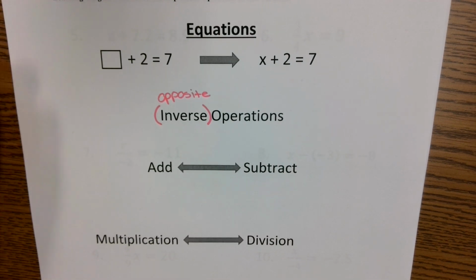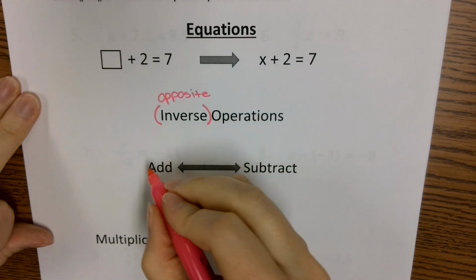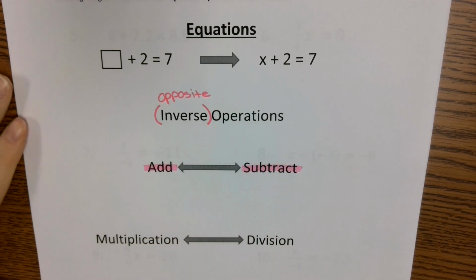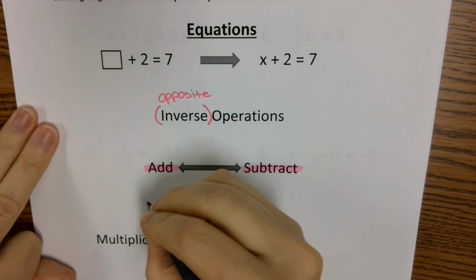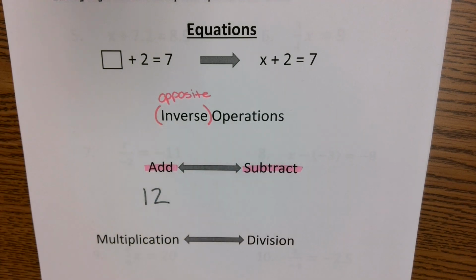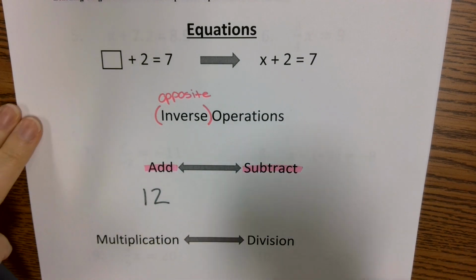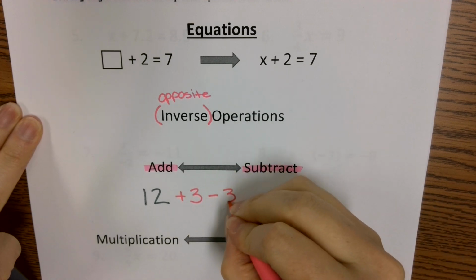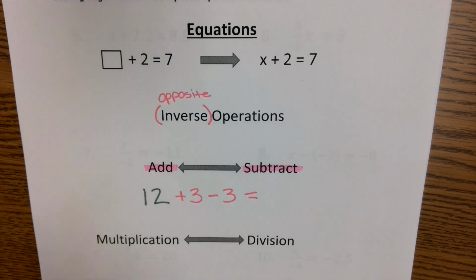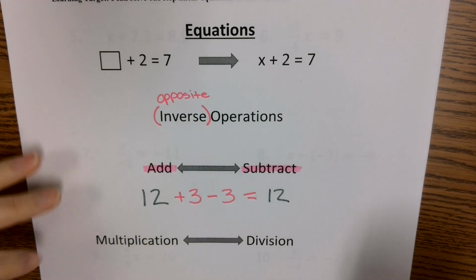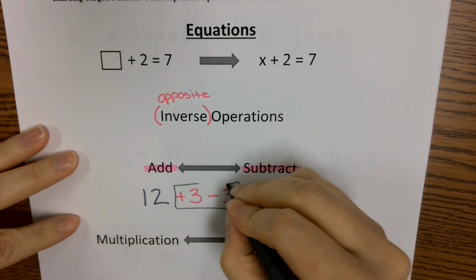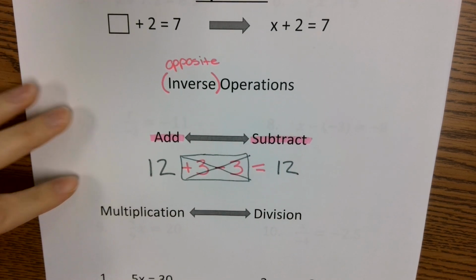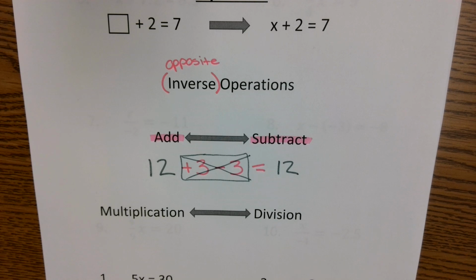So addition and subtraction are considered to be inverse operations of each other, meaning that if I started with a value, so like if I start with the value 12, and I say, hey, I'm going to do 12 plus 3, but then I'm going to go ahead and subtract 3, it's as if I never did anything. I'd still just get the 12. It's like these plus 3s and these minus 3s didn't even exist. They cancel each other out, and you're left with what you had started with to begin.